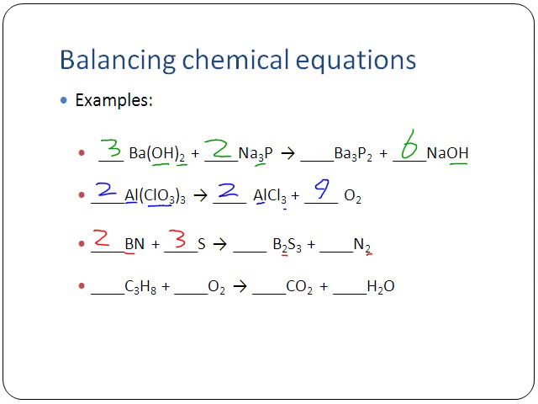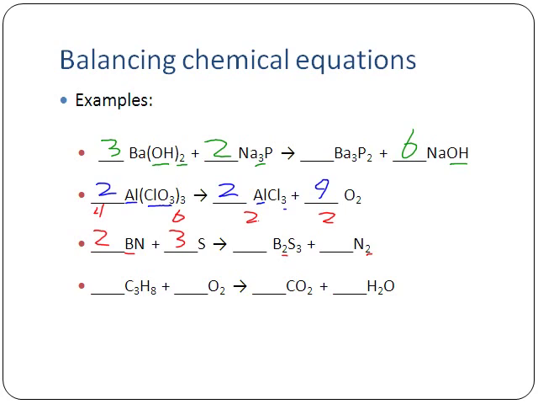Now, one quick note here. I want you to notice something. Could I have balanced this by putting a 4 and a 6 and a 2 and a 2? Would that balance? I'd have 4 borons, 4 borons. I'd have 4 nitrogens on the left and 4 nitrogens on the right, 6 sulfurs on the left and 6 sulfurs on the right. That would have technically worked.